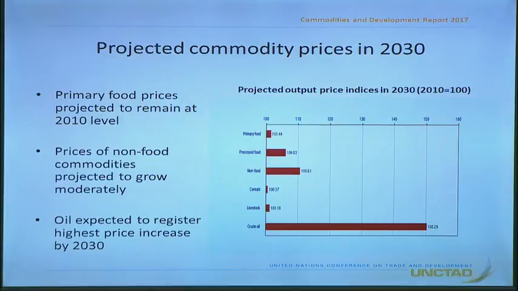So why are we a little concerned? Because we developed a model with our colleagues from FAO, projecting the commodity prices between now and 2030. As you can see on this graph, the primary food prices are projected to remain pretty much the same as the 2010 levels. The non-food commodities are projected to grow moderately. The only commodity price that we see increasing significantly is the oil price.